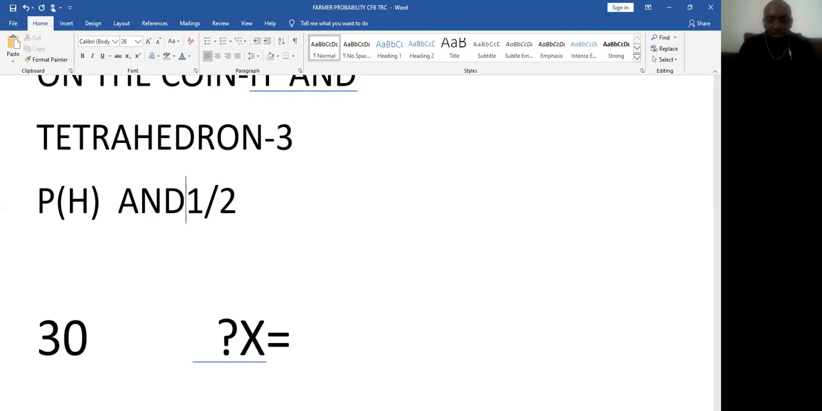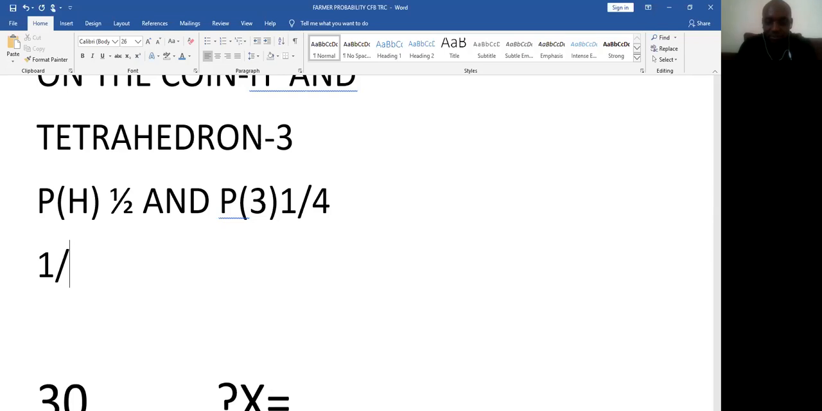And the probability of getting a 3 on the tetrahedron is a quarter. So in short, what we are saying is a half, you multiply by a quarter. You multiply by 1 over 4. So it is 1 times 1, 1, 2 times 4, 8. So the answer is 1 over 8.